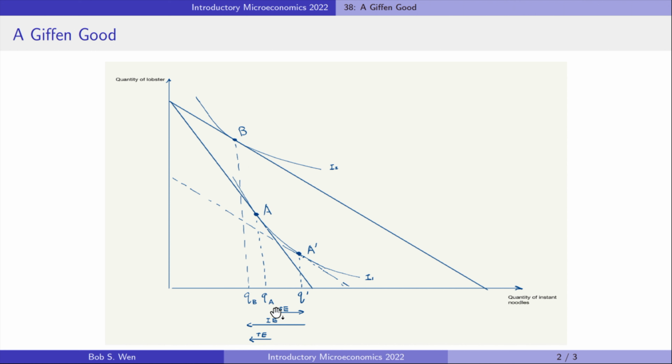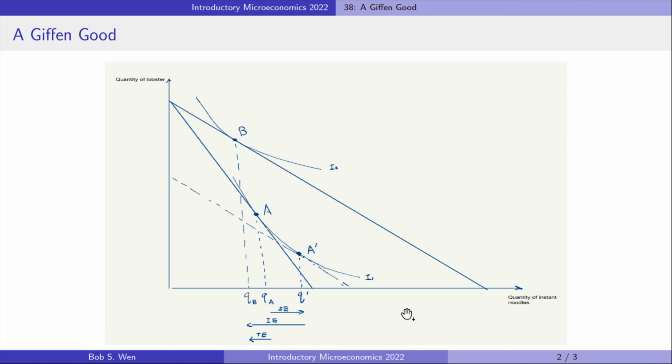Notice that the income effect is in the opposite direction of the substitution effect. The total price effect on the demand for instant noodles is the sum of the substitution effect and the income effect. In our example, instant noodles are a strongly inferior good, and the income effect outweighs the substitution effect. So the total effect is purchasing fewer instant noodles as the price drops.